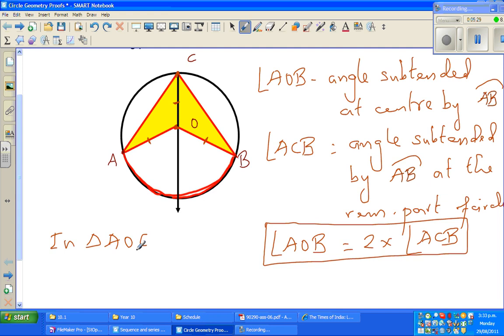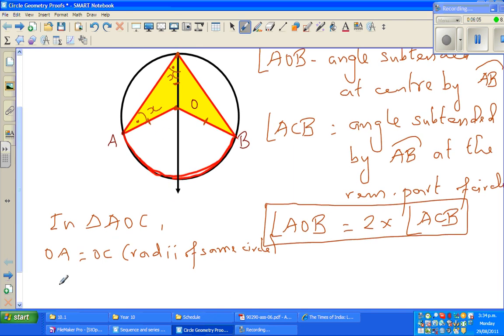In triangle AOC, which two sides are equal? I can say OA is equal to OC. Why? Because they are radii of the same circle. So if the radii are equal, can I say that this angle is equal to this angle? If this is x, I can say this will also be x.